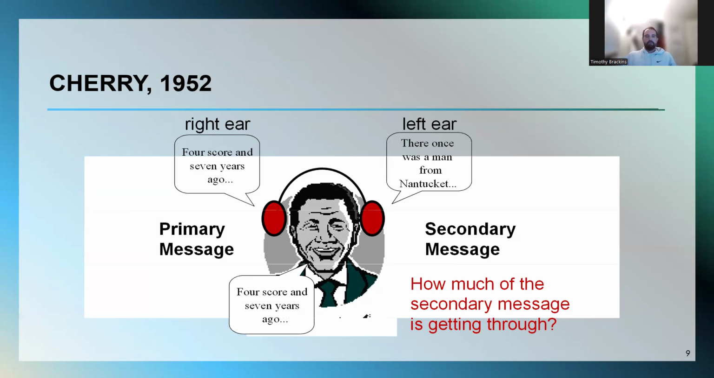Now, one of the questions that this kind of research raised was how much of that secondary message is getting through. This is fundamental to studying attention, right? If we are selectively attending to the message in our right ear, while at the same time we're getting a message in our left ear, how much of that is getting through? It used to be thought that everything was getting through and you were processing it all. But people then started thinking, well, maybe not. Maybe that's not what's happening. Maybe only some of it's getting through.